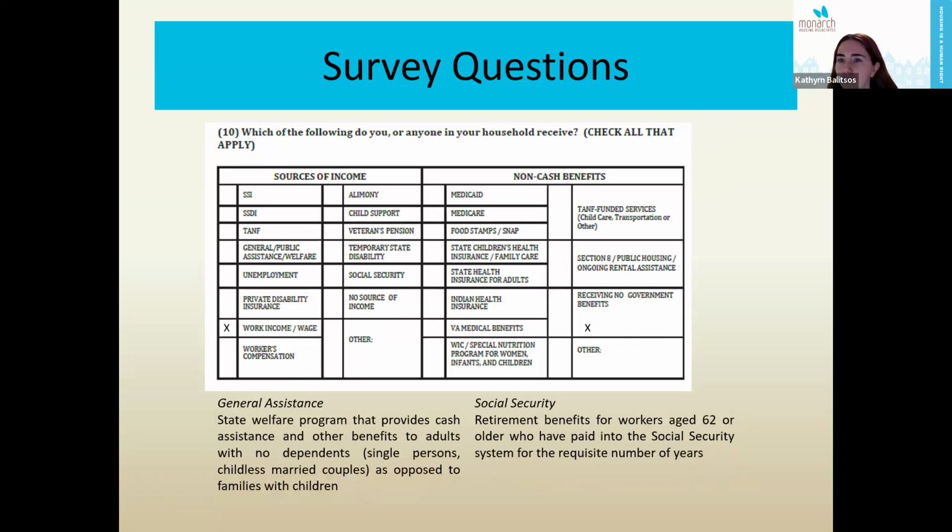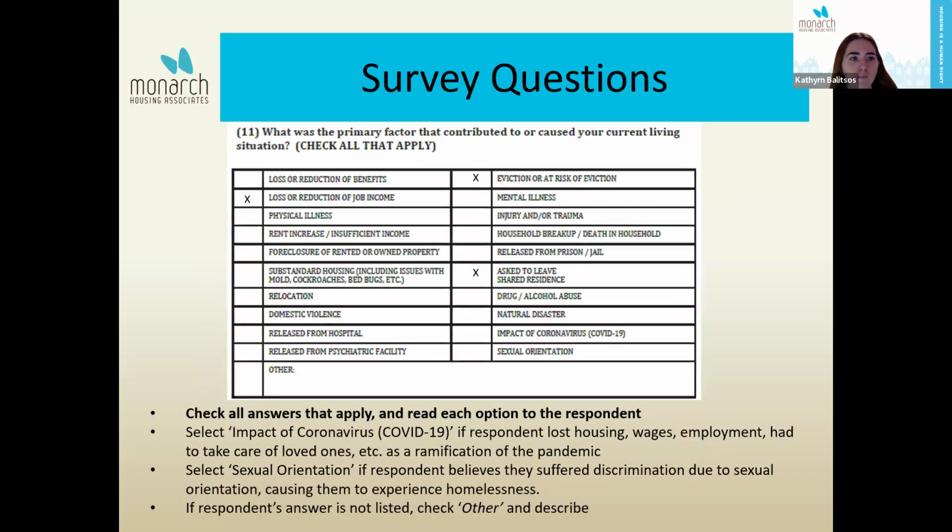Okay, this goes over general assistance and social security. And then question 11 asks, what is the primary factor that contributed to or caused your current living situation? Just check all that apply. For this final question, you're going to want to read each option to the person you're surveying, since more than one might be relevant to their current living situation. And if it's not one of the listed options and it's other, you check that and write out whatever that might be.